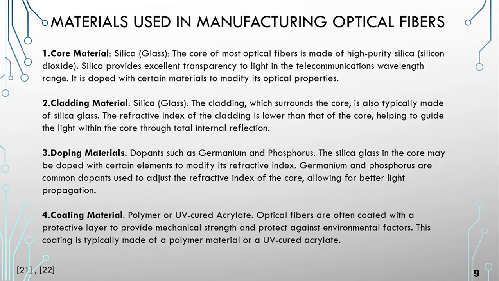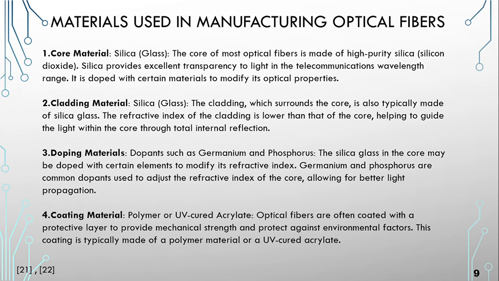And we can look into the materials used in manufacturing optical fibers. Core material is actually silica. Most optical fibers are made up of high purity silica, and silica provides excellent transparency to light in the telecommunication. It is doped with certain materials to modify its optical properties. Cladding material is also actually silica. The cladding which surrounds the core is also typically made up of silica glass. The refractive index of cladding is lower than that of the core, which helps to guide the light within the core through total internal reflection.